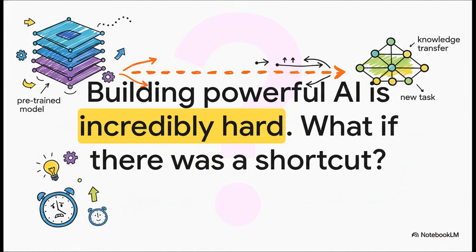I mean, let's be real. Building a truly smart AI model from scratch can feel like an impossible climb up a mountain. You need just mountains of data and an absolutely insane amount of computing power. But what if there was a way to just take a helicopter to the top?